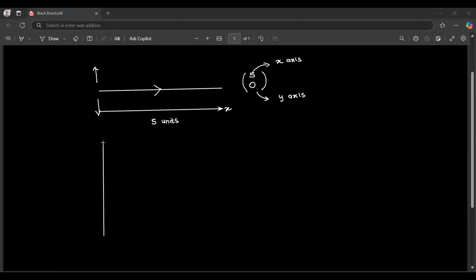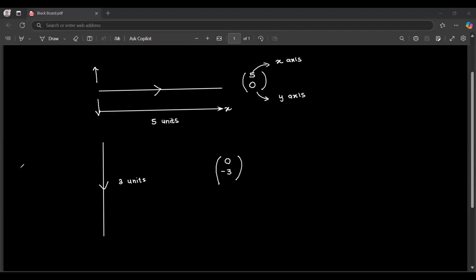Similarly, if the diagram looks like this, only in the y-axis direction, let's say it is 3 units. It's not up to scale, so let's say this is 3 units. How can we write this down? We know it has not moved in the x-axis, so it is 0. Then it is moving downwards only, and it moves 3 units, so you can say -3.